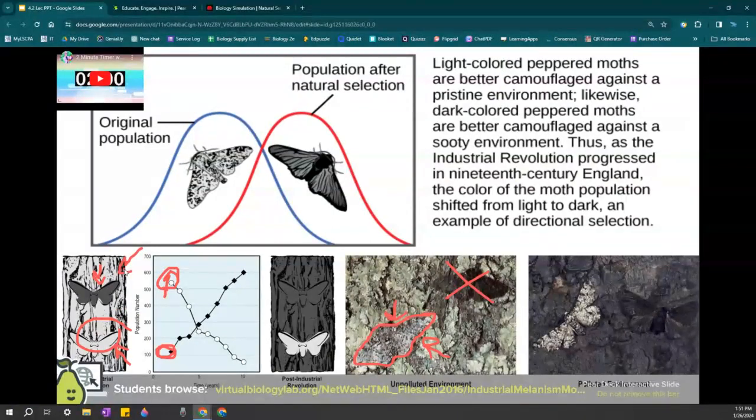tree bark. But then in the 1950s, the Industrial Revolution happened, causing lots and lots of pollution. And so the trees turned this dark soot color for like 15 to 20 years.